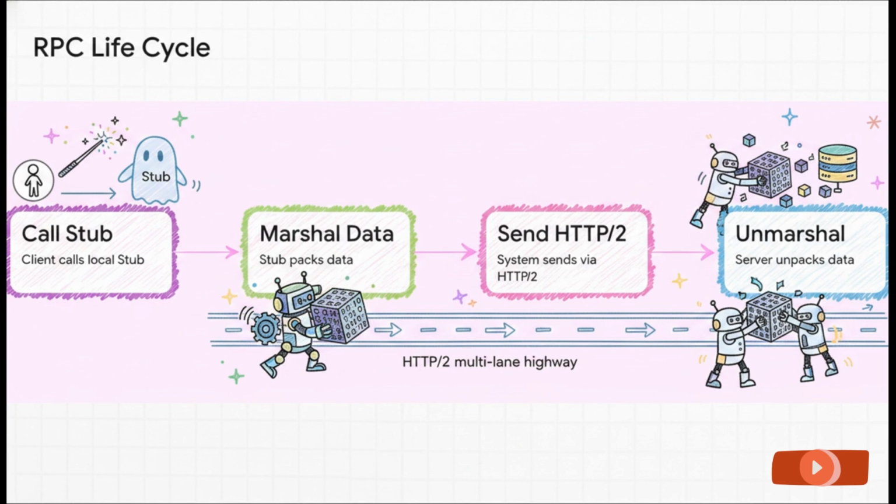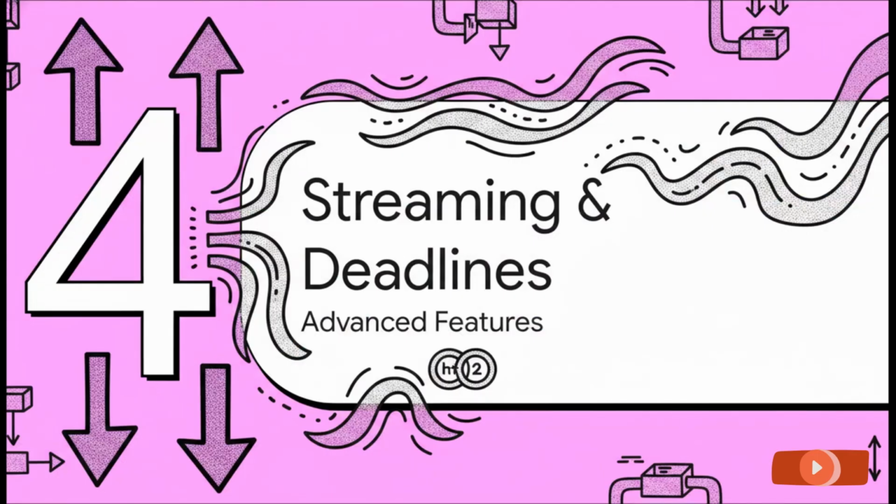That's our cartoon delivery bot packing the data into that super dense binary format. Step 3. The gRPC infrastructure sends this packed message over that HTTP/2 multi-lane highway. And finally, Step 4. The server receives it, unmarshals or unpacks the data, and executes the actual service logic. The reply then traces these exact same steps in reverse. It completely abstracts all the complex networking away from the developer. It's basically magic.